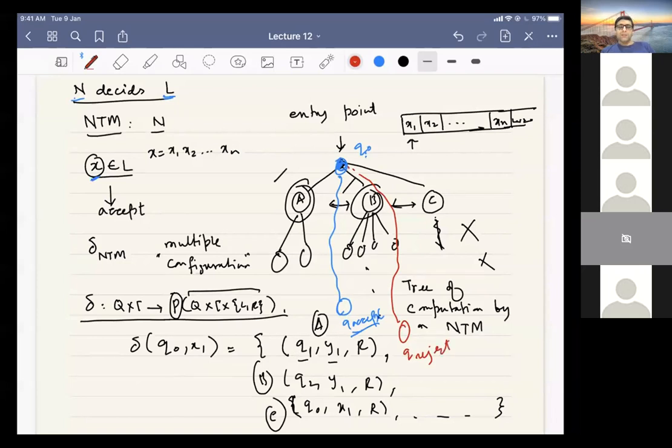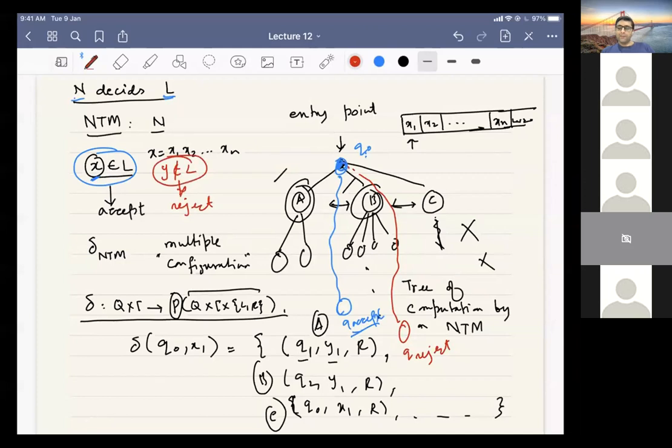If one of these paths is found, then we are good, right? For example, if there's a string Y that does not belong to L, then it will go to reject.